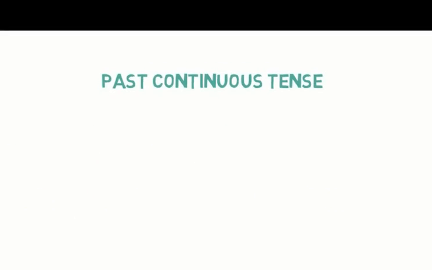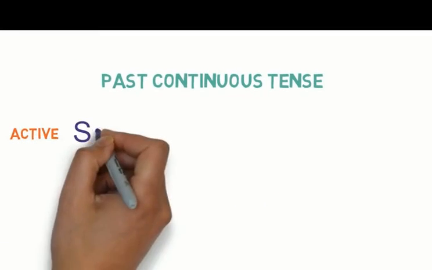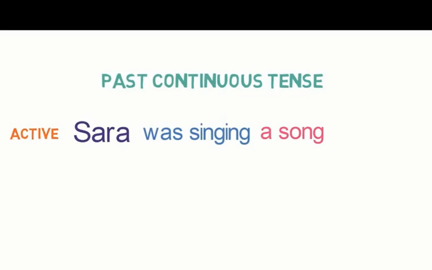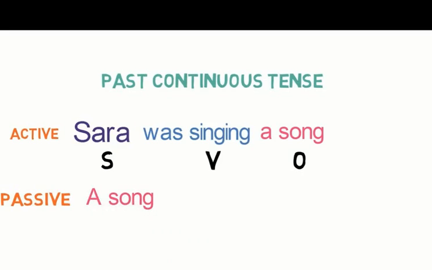Now let's see an example for past continuous tense. The active voice sentence is, Sarah was singing a song. So to convert into passive voice, identify the subject verb object. Sarah is subject, was singing is verb, and a song is object. And swap the position. A song is in the object position and Sarah is in the subject position, and main verb have to change into past participle verb.